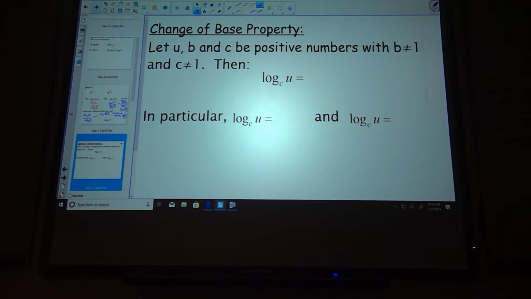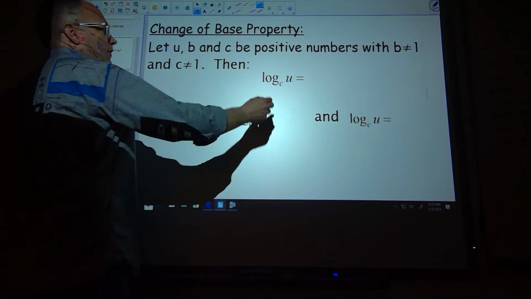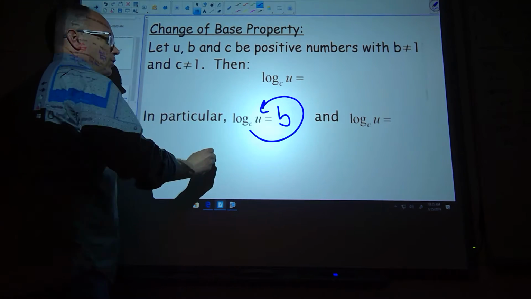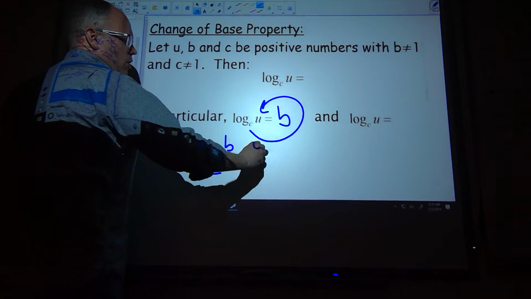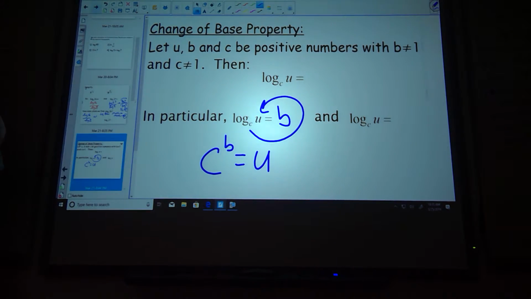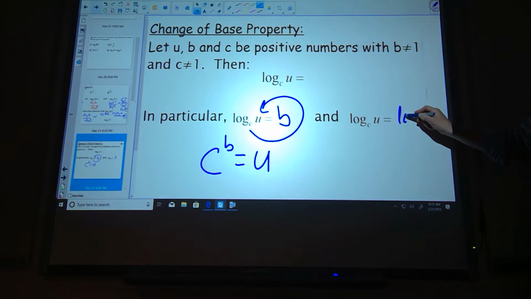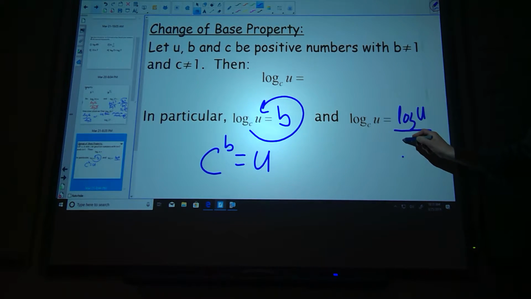So basically the main thing is if I were to say, well, let's make this equal to B, I could do C to the B is equal to U. That's one way of solving it. So you change from logarithmic form back to exponential. Or you could look at this saying, I could also do this in change of base. Okay, whatever one works, that's a C, supposedly.